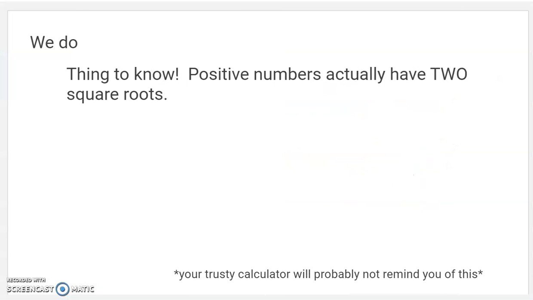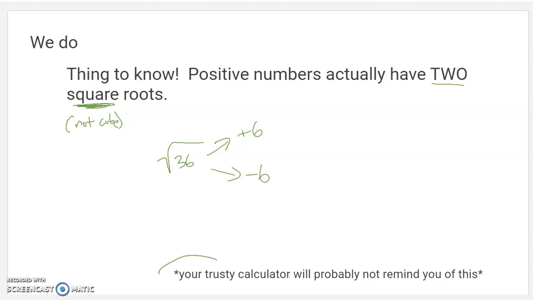All right, so let's do that. First thing, I just want you to write down to know, positive numbers actually have 2 square roots, super important. And it's only square roots, not cube. But write that down for me. Things to know, positive numbers actually have 2 square roots. So if you're going to find the square root of 36, it's positive 6 and it's negative 6. There are 2 different numbers that the square root of 36 could be.